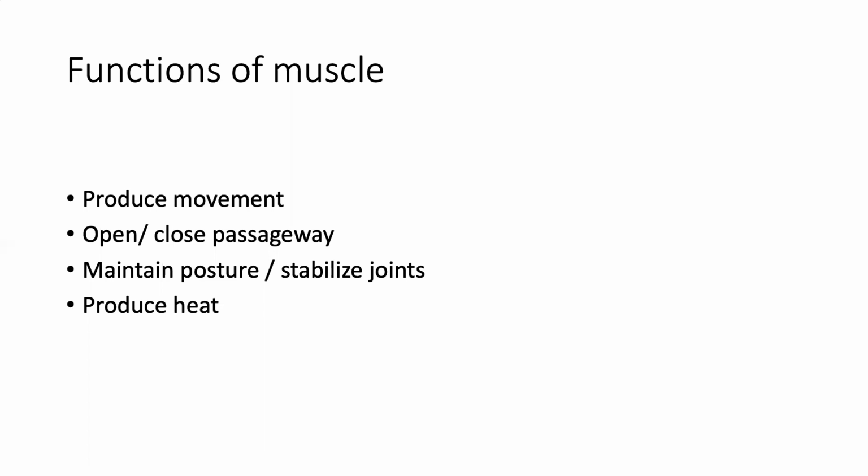And they maintain the posture and stabilize the joint. For example, the muscles in the back, like the trapezius and latissimus dorsi we saw, are contracting all day long as long as we are standing upright or sitting upright. They have to contract. They maintain our posture. And muscle, when it contracts, uses ATP and produces heat.